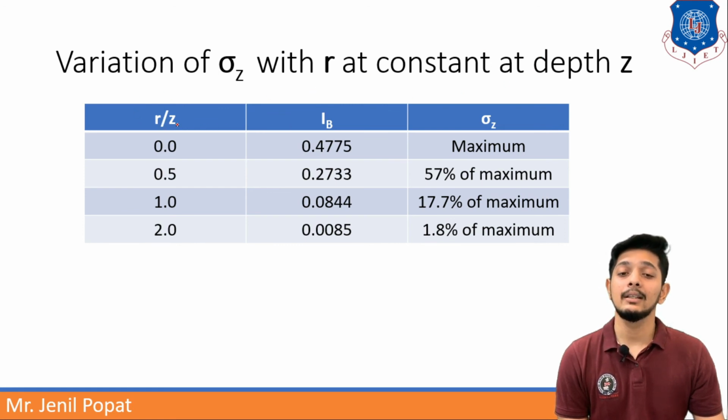If r by z is 0, then Ib will be 0.4775 as we have discussed, and if it gets to 0.5, it will get 57% of the maximum. Then it will get 17%, and then only 1.8%. So this is how sigma z will vary with r at constant depth z.